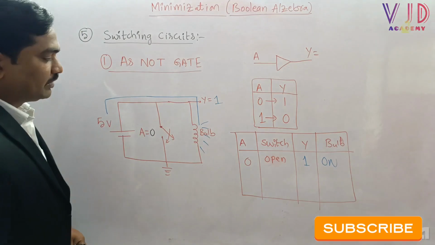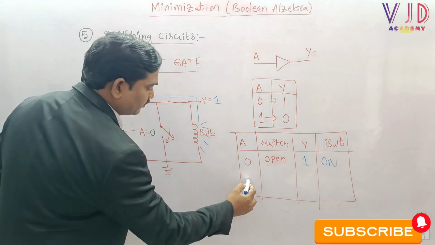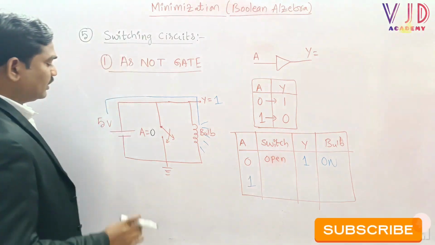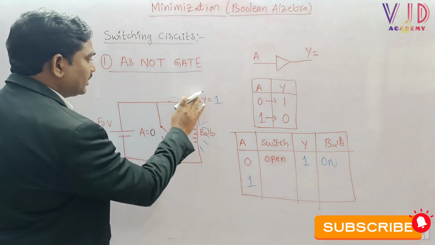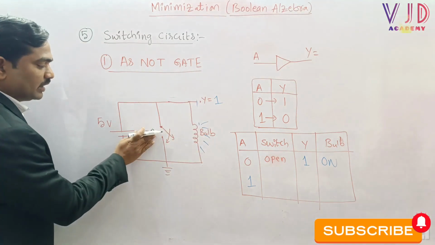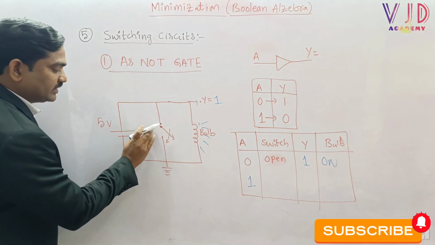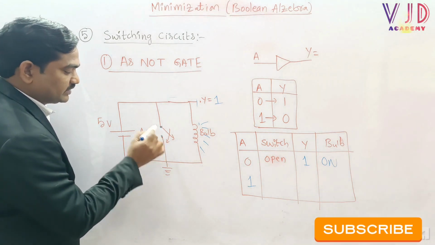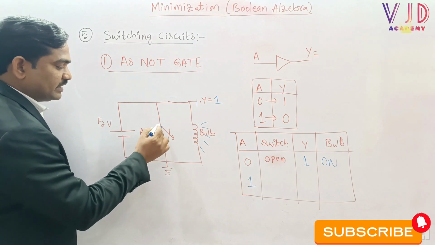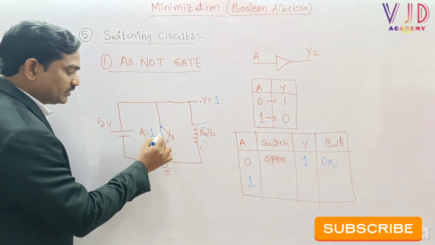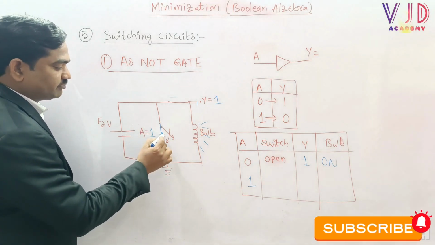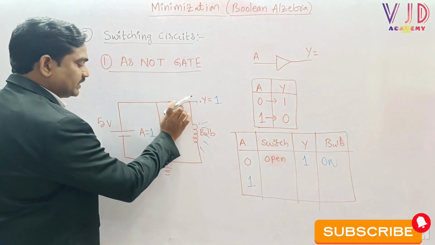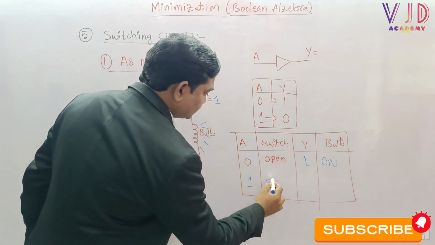Now let us try to understand the second case. The moment when we apply A equal to 1, what will happen? Automatically a connection will be established between this node and this node, which means the switch will be connected. We can say that the switch will be closed.